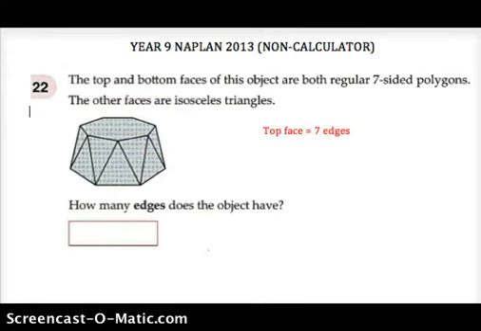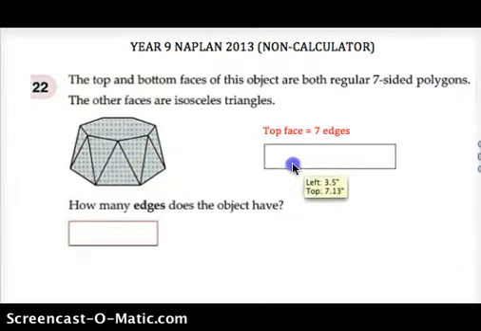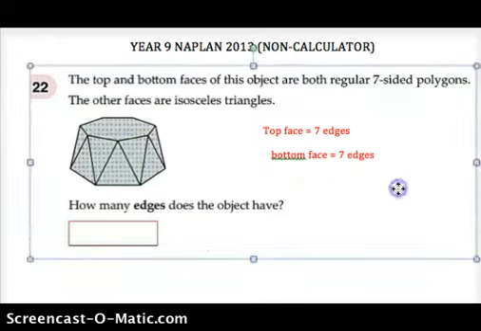The next easiest one to do would be the bottom face. Now, it does say that the bottom face is a 7-sided polygon, so it will also have 7 edges. So we've got 1, 2, 3. They're the only 3 that we can see, but there will be 4 at the back. So the bottom face also has 7 edges.